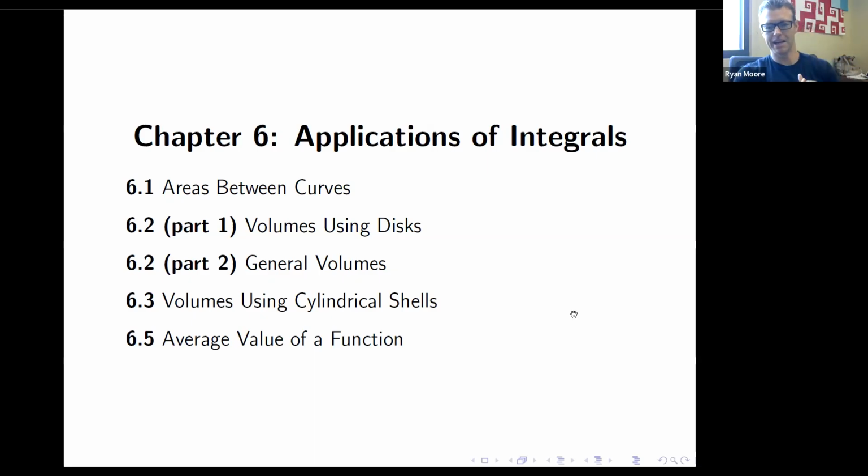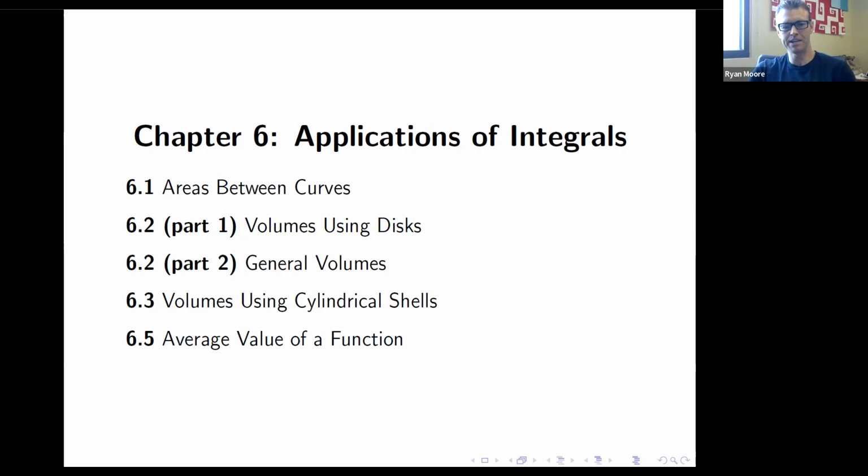Hey, let's begin chapter 6. Chapter 6, applications of integrals. Really, chapter 6 is just a natural extension of what we started in chapter 5, in the way where we're at after chapter 5. 6.1, we'll look at areas between curves.